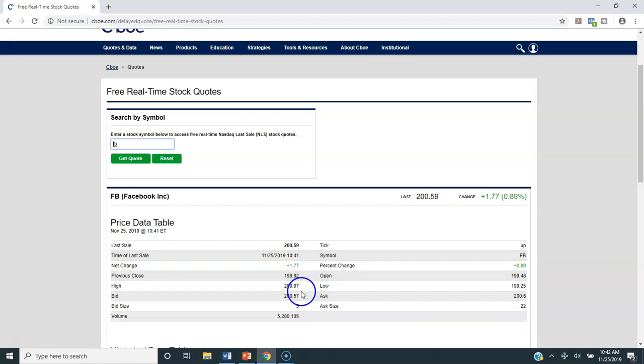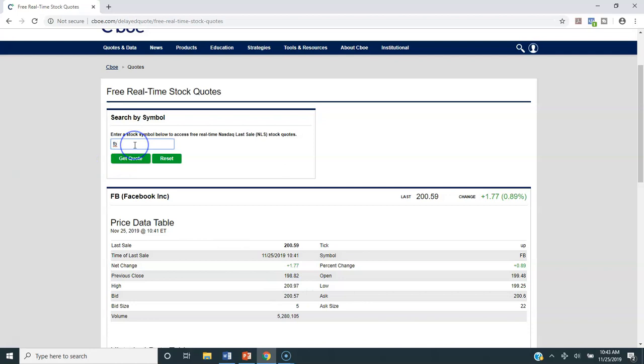$200.57. So this is what we would get if we sold it. We would get the bid price. If we were to buy it, we would pay $200.60. The difference of 3 cents is the profit. That's the bid-ask spread. That's what the market maker is making on a share of Facebook.